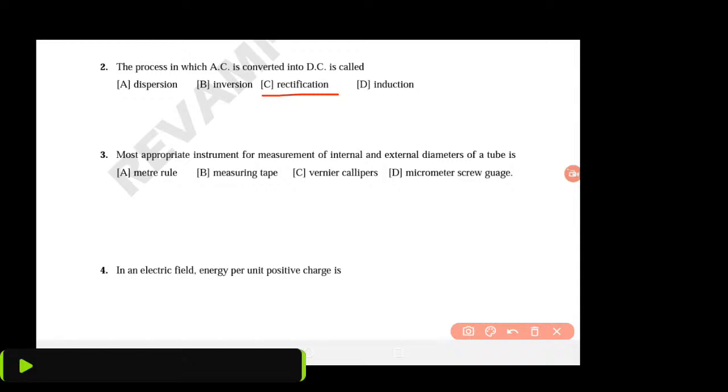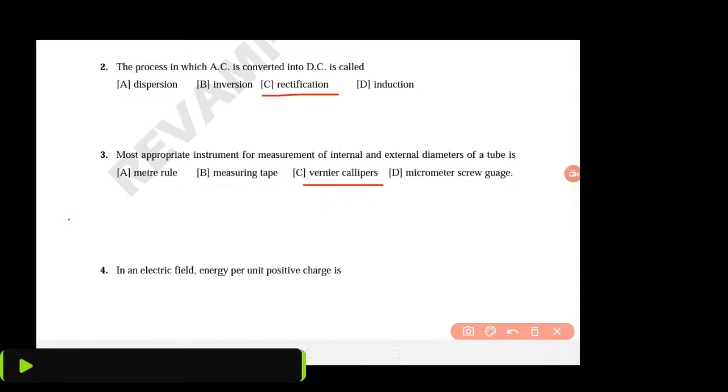Question number 3 says the most appropriate instrument for measuring the internal and external diameter of a tube is dash. If you all agree with me, all the options here are measuring equipment, but they are each used for different things. When we are talking about the internal and external diameter of a probably test tube, we are looking at a length that is a bit small, but not the smallest. So the suitable equipment for this is vernier calipers.